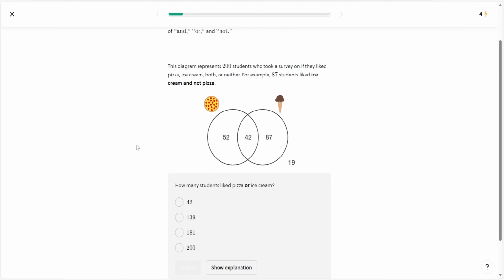So, this diagram represents 200 students who took a survey on if they liked pizza, ice cream, both, or neither. For example, 87 students liked ice cream and not pizza. How many students liked pizza or ice cream? Right.